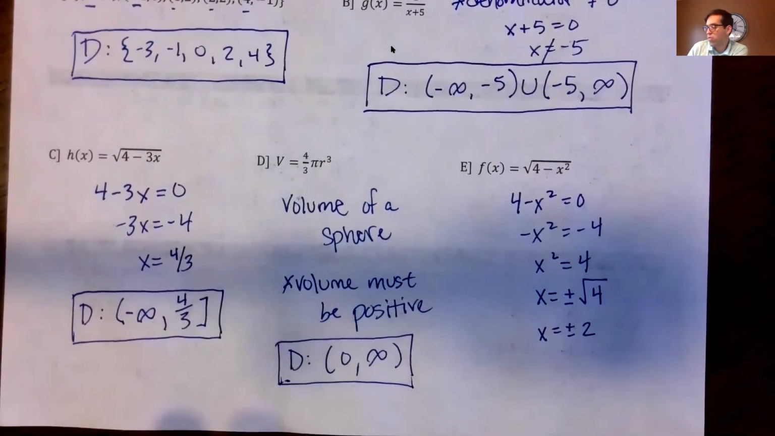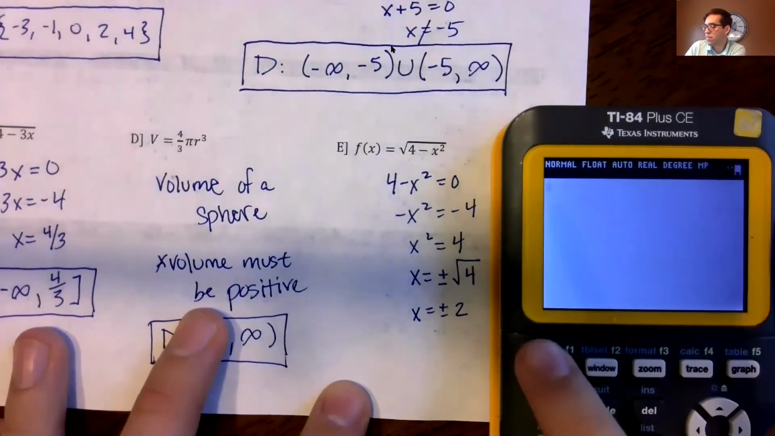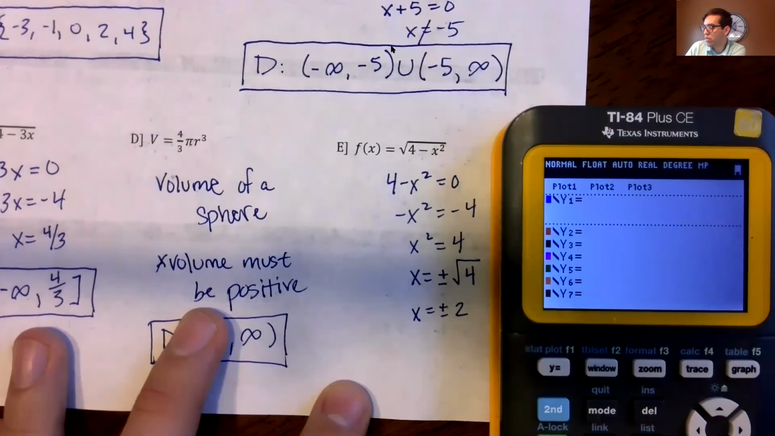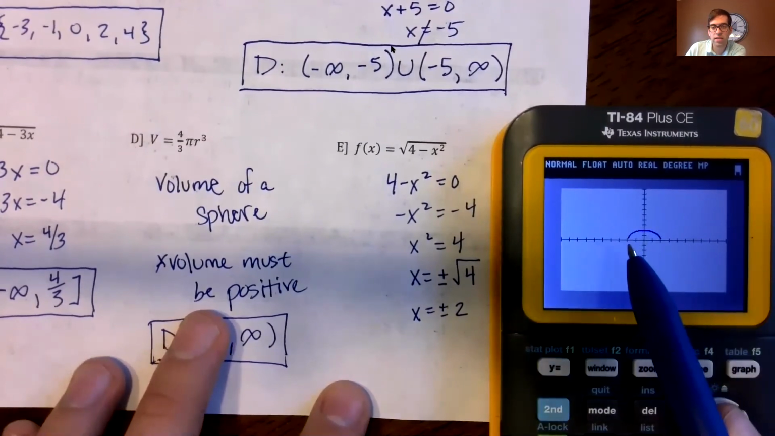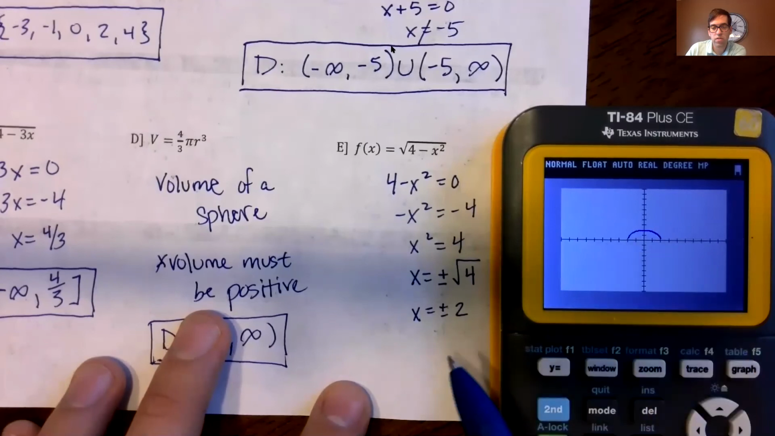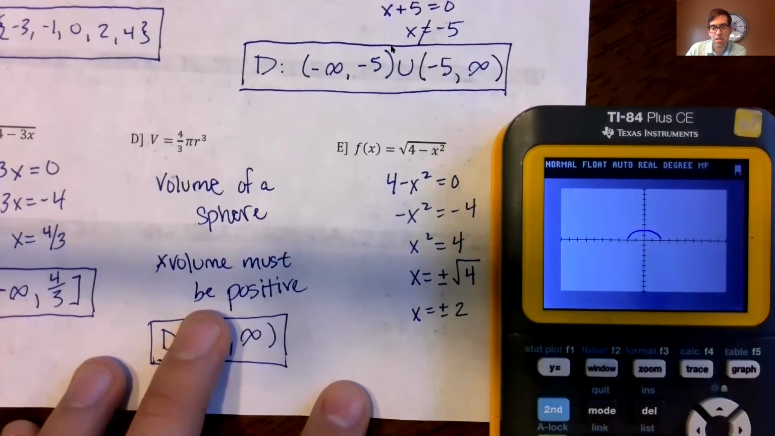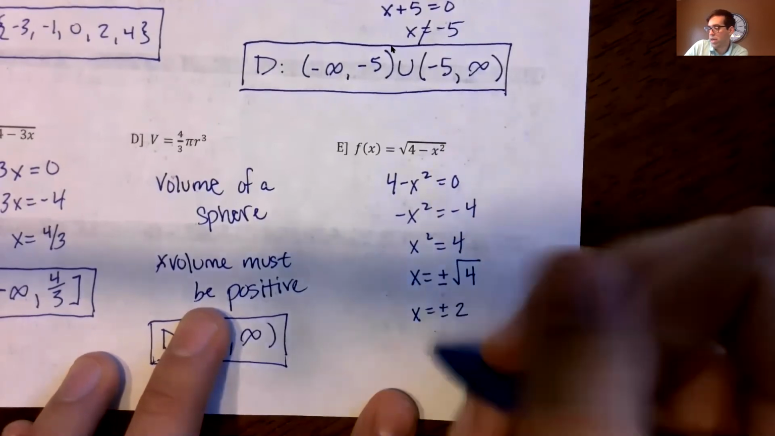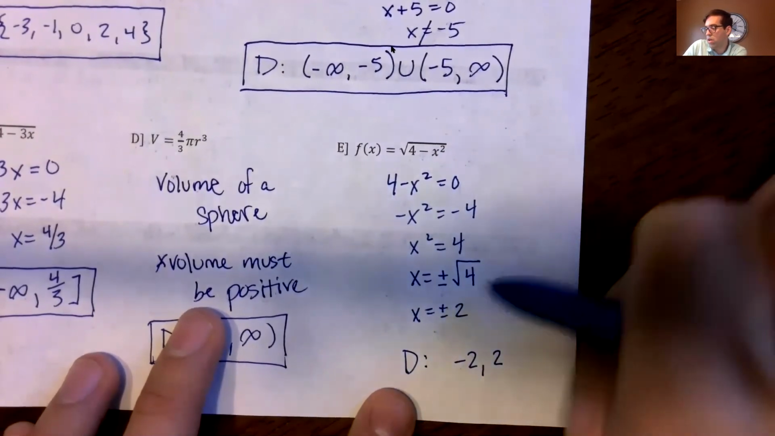We only got 1 answer over here. Let's take a look at what this graph looks like. It's the square root of 4 minus x squared. And it's very weird. It's a semicircle that goes from -2 to 2. So the x values, if I'm looking from left to right along the x-axis, are going to be from -2 to 2.